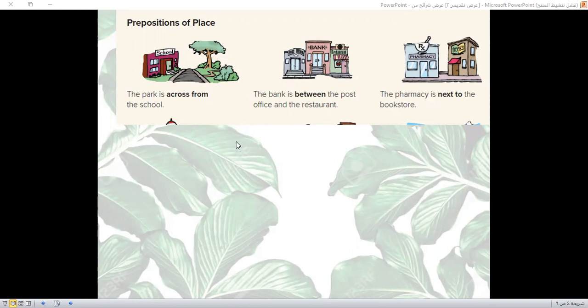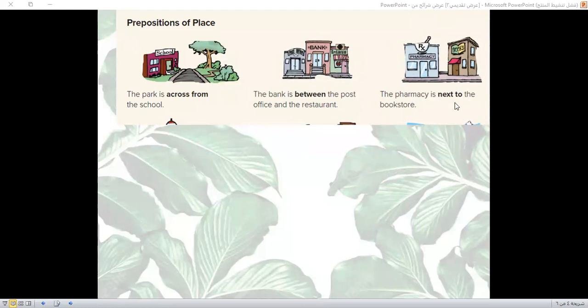Okay, the next one. The bank is between the post office and the restaurant. What is the meaning of between? ما بينه. Yes, thank you so much. I have the post office and the restaurant, and between them, I have the bank. Now, don't forget, I'm describing a place.